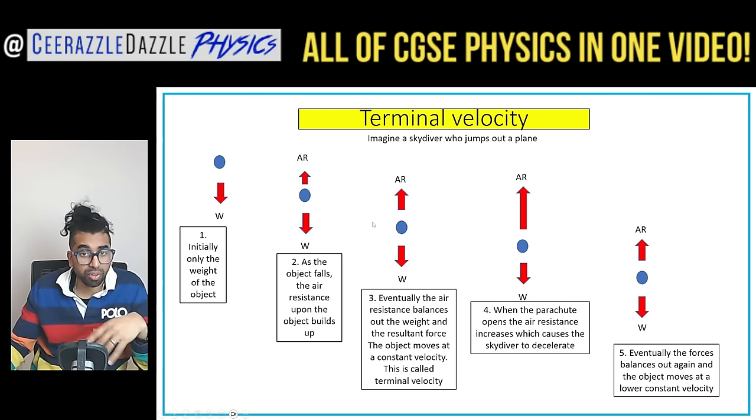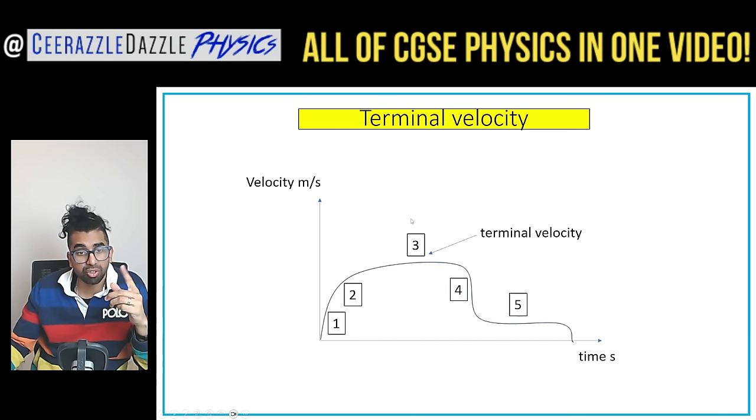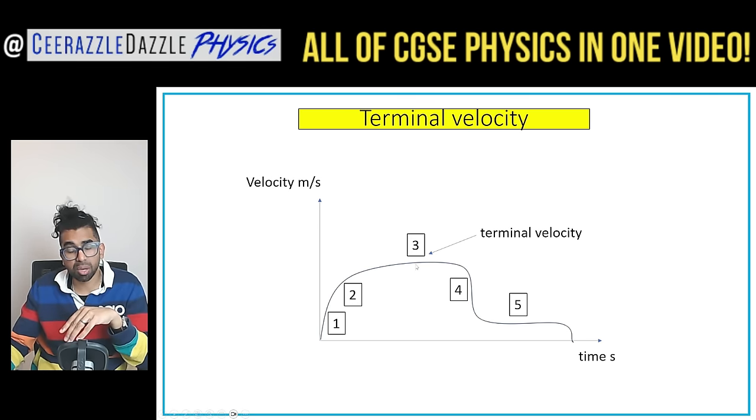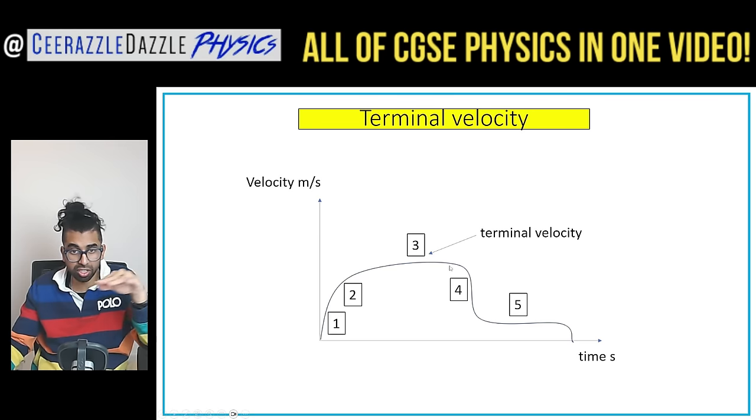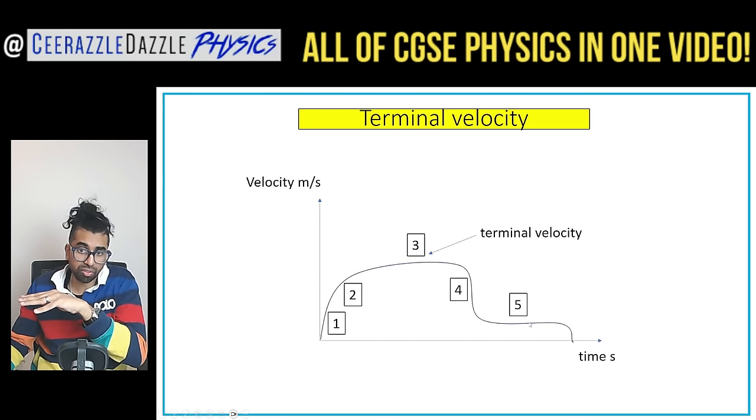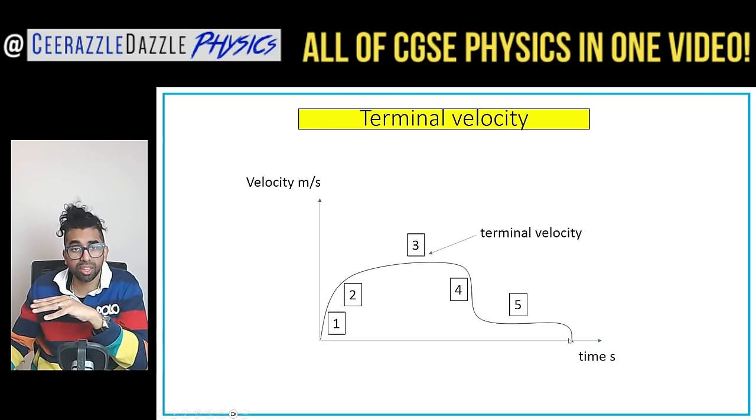Let's look at it in terms of a graph. So over here, guys, you can see that we've got a velocity time graph. Initially, yes, the weight is acting and it accelerates, but as the air resistance builds up, the acceleration starts to decrease, hence why the graph is starting to level off. Then at terminal velocity, don't forget the velocity is not changing, that's why it's flat. And then finally, when you open up the parachute, we decelerate, and then eventually the forces balance out again with that lower terminal velocity over here. There we go, and finally you hit the ground.